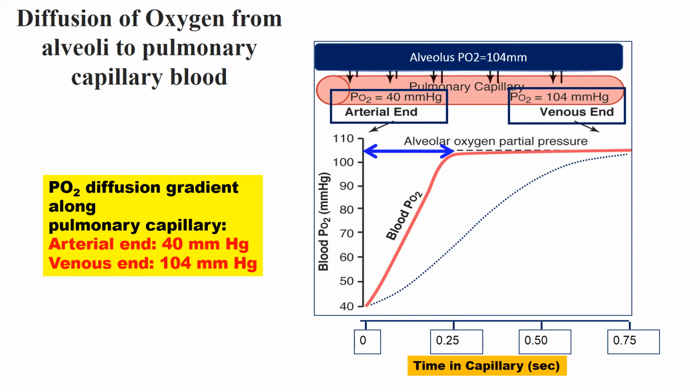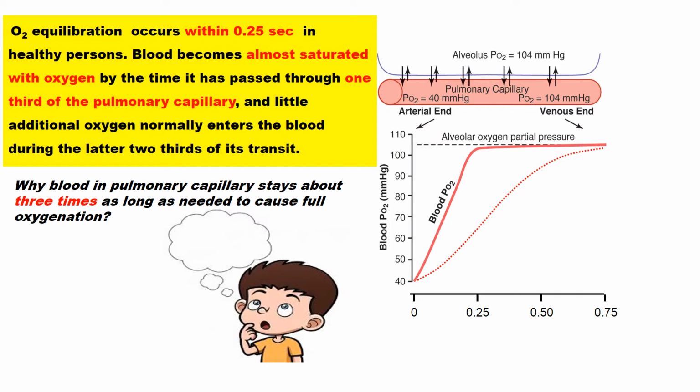So this figure is very important. The blood remains in the pulmonary capillary for 0.75 seconds, but oxygen equilibration occurs within 0.25 seconds in a healthy person, meaning that blood becomes almost saturated with oxygen by the time it has passed only 1/3 of the pulmonary capillary, and little oxygen is added additionally in the later 2/3 of the transit. So why does the blood in the pulmonary capillary stay 3 times as long as needed for full oxygenation? What is the reason behind this?